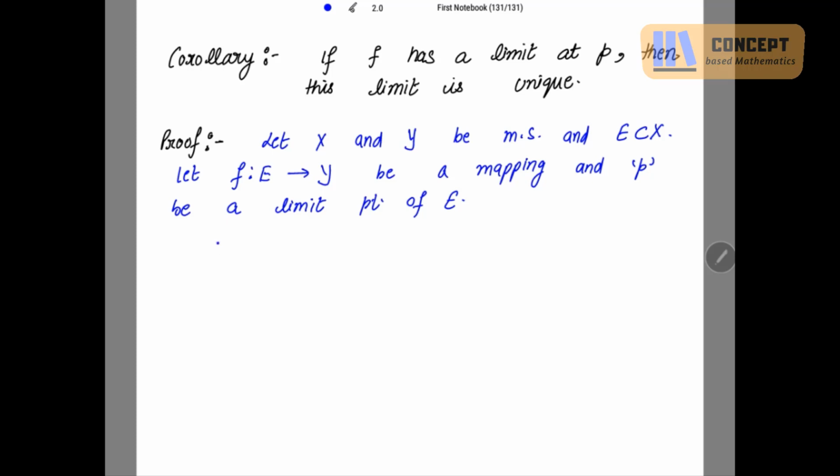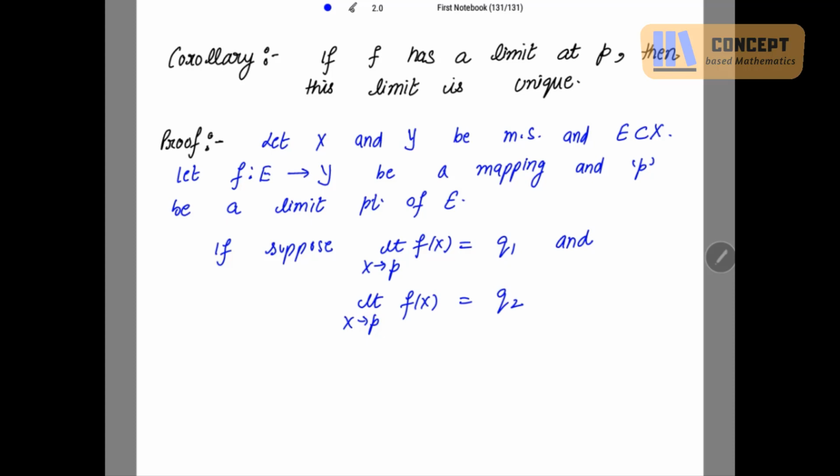Fine, okay. If possible, suppose this limit is not unique. We have two points. So suppose limit x tends to P, f of x is equal to q1, and limit x tends to P, f of x is equal to q2. Suppose this limit is not unique, where q1 is not equal to q2. These are the distinct ones.